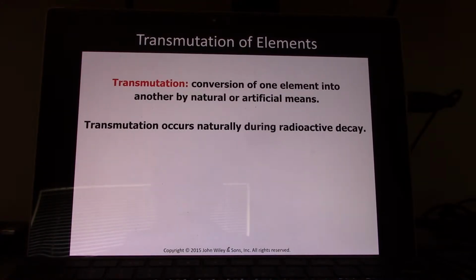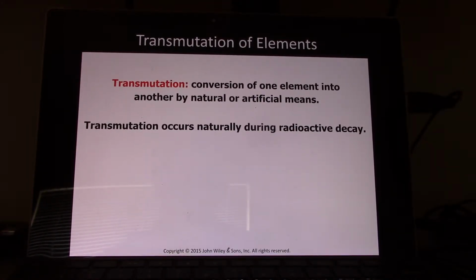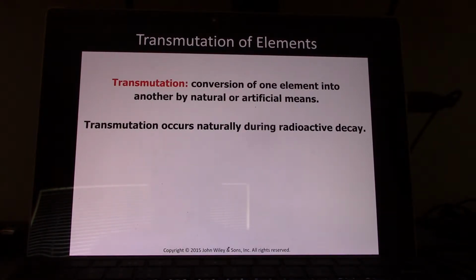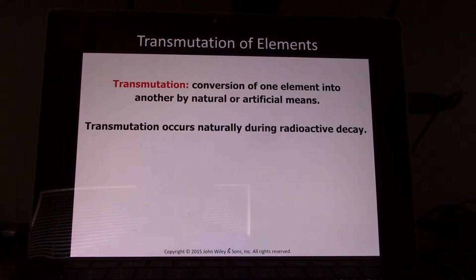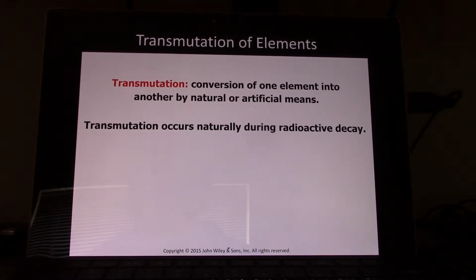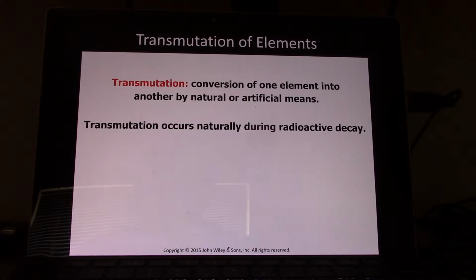Transmutation. This is the conversion of one element into another by natural or artificial means. This all started with the alchemists when they were trying to turn lead into gold, because lead was cheap and gold was expensive, so they thought it was financially brilliant. Unfortunately, thousands of years ago, they did not have the technology to accomplish this. However, these days we can.